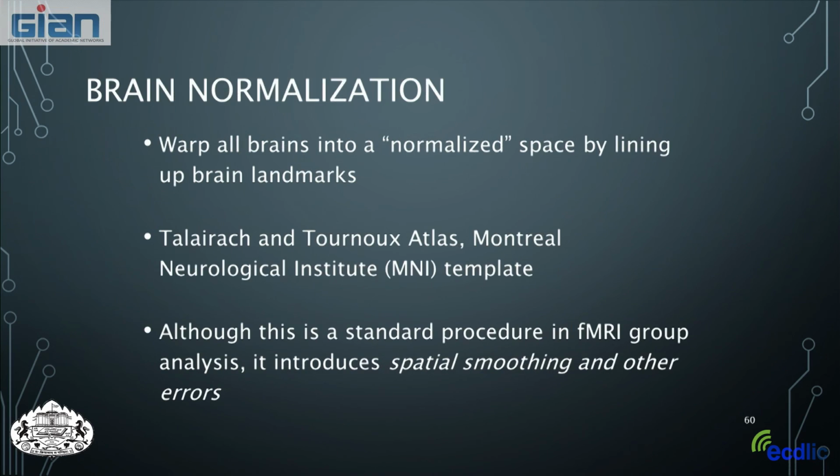So again, we're going to normalize into this brain space by lining up landmarks and by warping the shape onto these Talairach atlases or the MNI templates. And although this is a standard procedure that's used, again, it introduces spatial smoothing when you start resampling data, and it also introduces other errors. So it's not always the ideal way to do it.